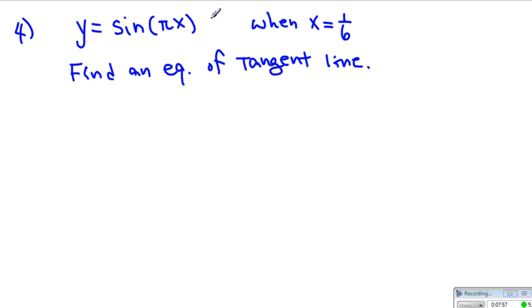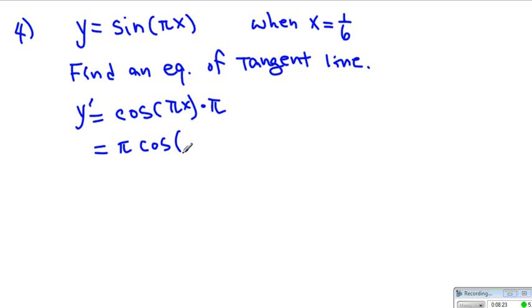Alright, so what are we going to do? First, either way, either find the point or find the slope first, either way. So what if I want to go for slope first once again? And here we have cosine of pi x times by pi. Now, if you plug in 1/6 in place of x, we have pi times cosine of pi over 6. Now, what is pi over 6? In fact, this becomes pi times radical 3 over 2. So therefore, slope becomes pi radical 3 over 2.